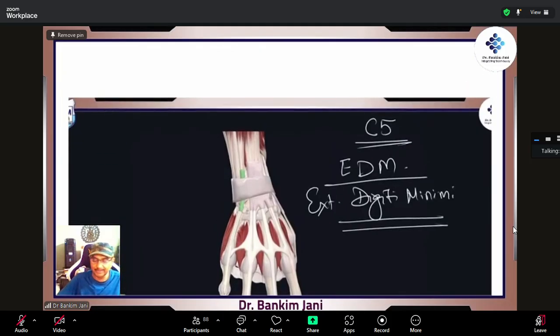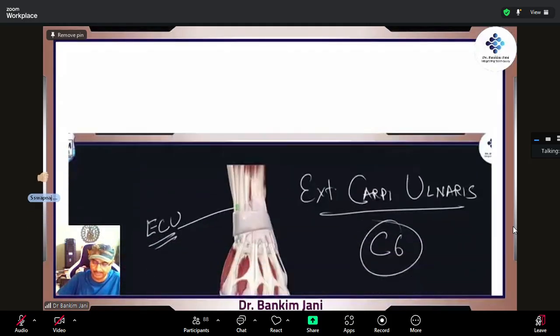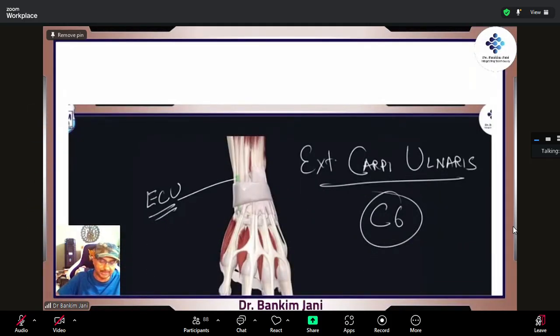Chamber 5, extensor digiti minimi. Correct. And chamber 6, extensor carpi ulnaris. It will end here, because its function is to extend the wrist. Nothing more.